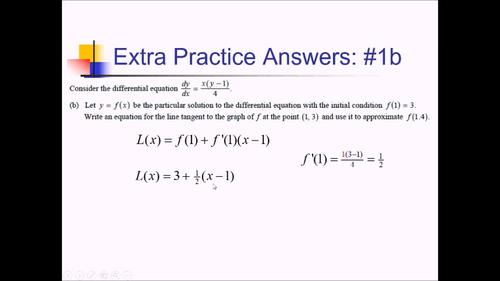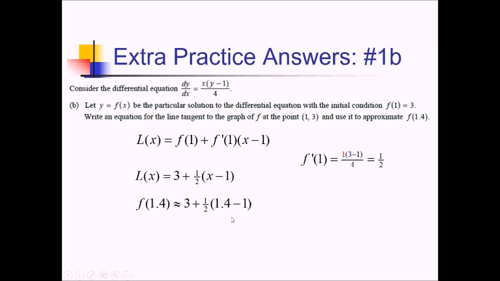This is the equation of our tangent line, and that was part of the question, was to come up with this. Now we need to use this to approximate f of 1.4. So I'm going to write f of 1.4 is approximately equal to 3 plus 1/2 times 1.4 minus 1. You will not get full credit if you write equals here. This is approximately. It's an approximation. Truth in advertising. So now you can actually leave it like this because you have all constants.